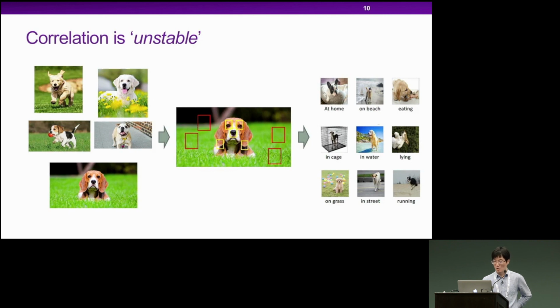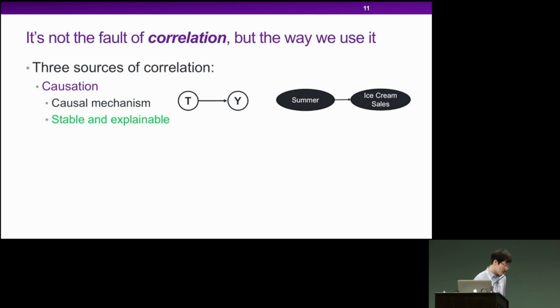The dog at home, the dog on the beach, the dog in the cage, okay? The grass feature cannot tell anything at all, right? That means when the environment changes, when the distribution changes, the correlation cannot provide stable predictive power, right? So that's the problem, okay? So in this sense, should we blame the correlation?